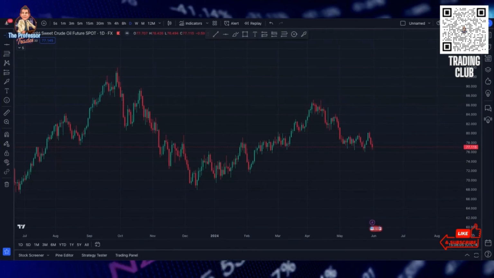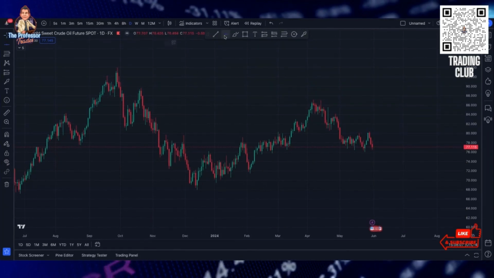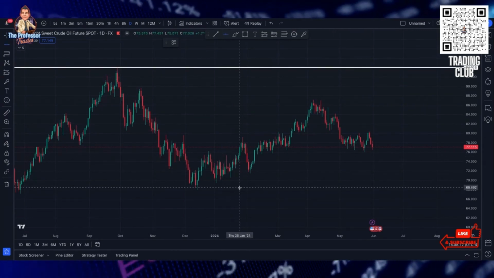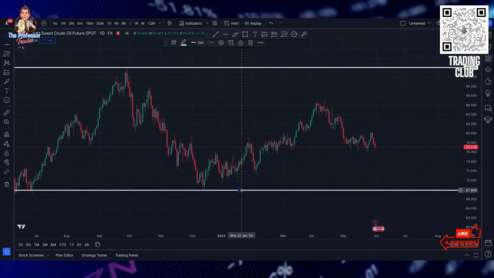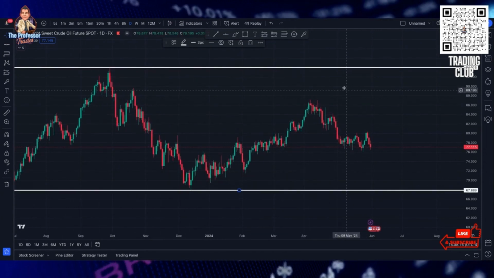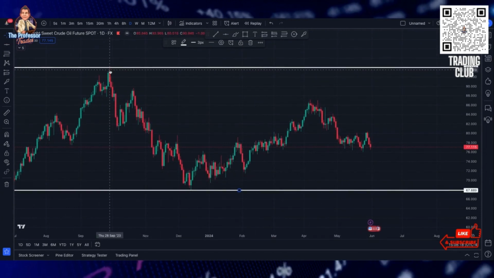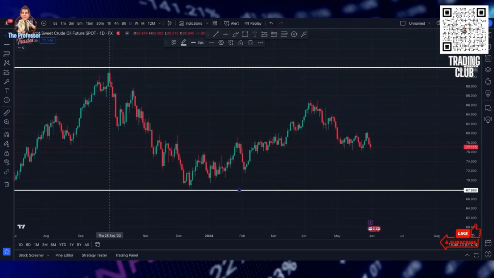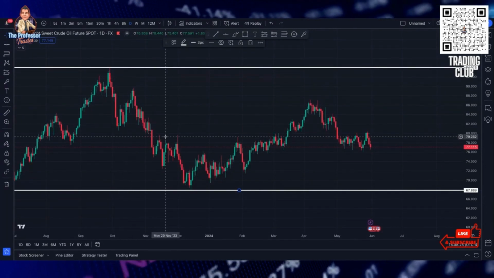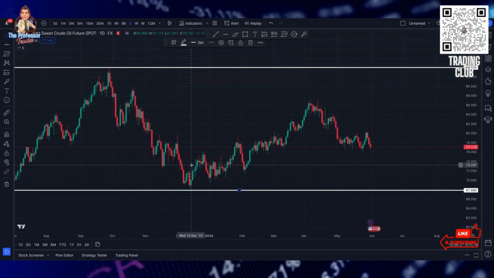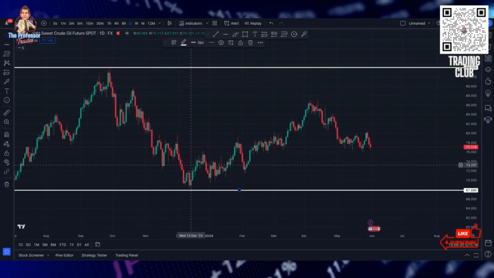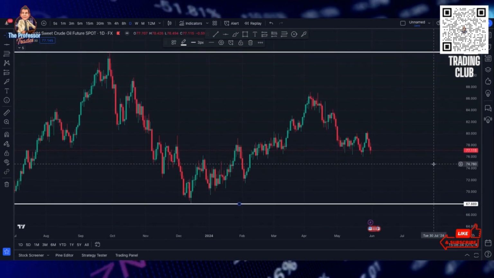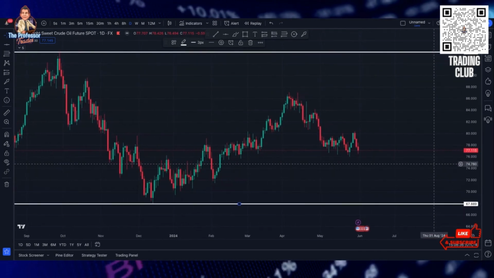So as we get into the daily, the first thing I want to do is show you our top on the daily and then our most recent bottom. Now, this is a huge area. We are talking between 94 back in September of 2023 to a floor of December 2023.